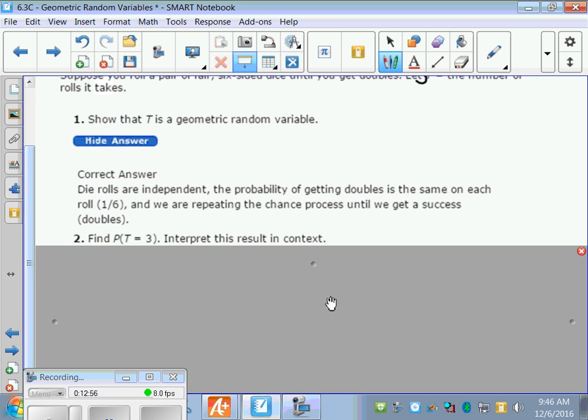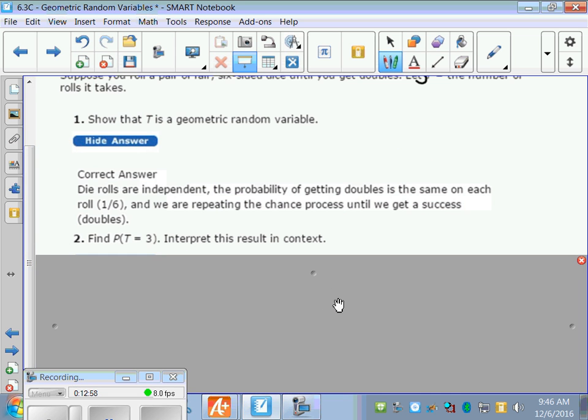All right. So now we're going to find the probability that it takes 3 times for this to happen. Okay? Use the formula. Don't use your calculator for this. If you want to double check it, fine. But this is one that would be super easy to use the formula for. Plus, you have to understand the formula anyways. So do it with the formula.